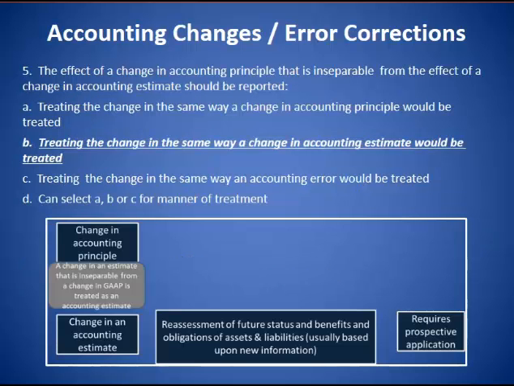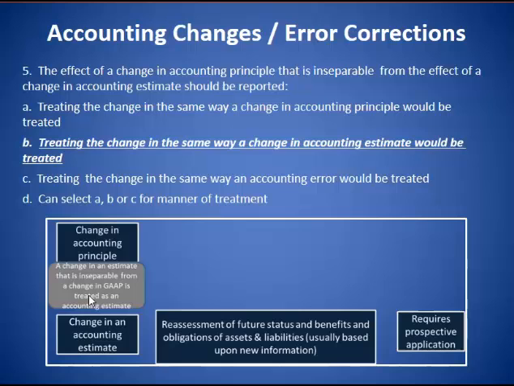Okay, number 5. The effect of a change in accounting principle that is inseparable from the effect of a change in the accounting estimate should be reported as B, treating the change in the same way a change in accounting estimate would be treated. And we see from a previous slide we talked about a change in accounting principle that is inseparable from a change in GAAP is treated as an accounting estimate.